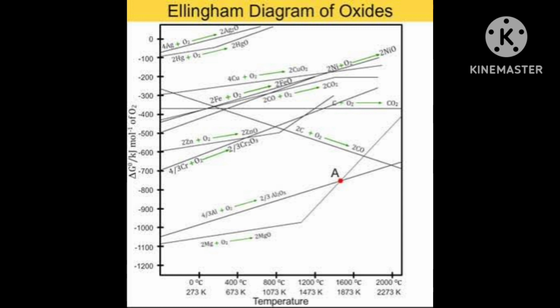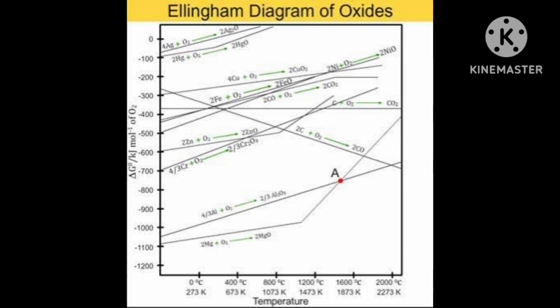Today I am going to discuss the Ellingham diagram. Last class I discussed the thermodynamic principles of metallurgy. In that I discussed two relations: first, delta G is equal to delta H minus T into delta S, and second, standard delta G is equal to minus RT ln K.